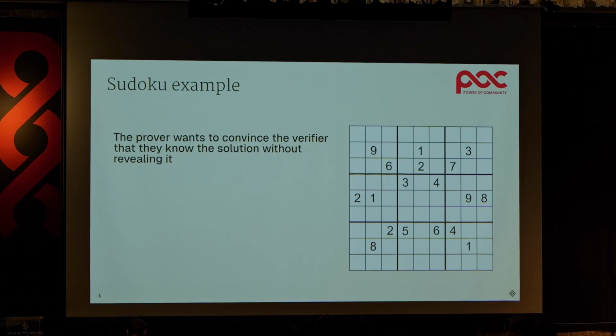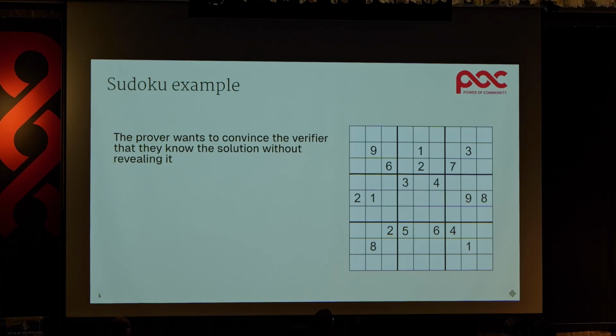Let's say everyone knows what Sudoku is. For those who don't, it's a very simple game where you have a field of 81 numbers, so it's 9 by 9, and each row, each column, and each subsquare of 9 elements has to have all elements from 1 to 9. And let's say we have a prover who wants to prove that they know a solution to the Sudoku puzzle without revealing anything about the solution to the verifier.